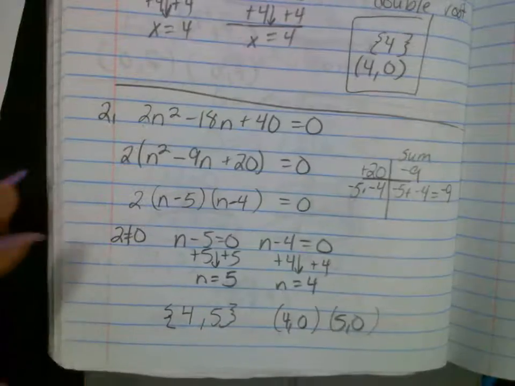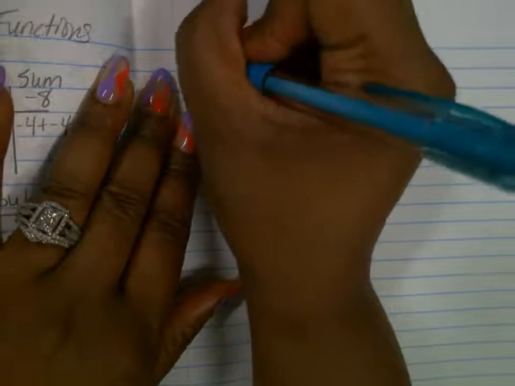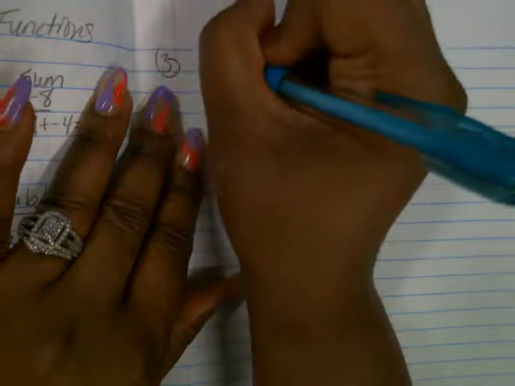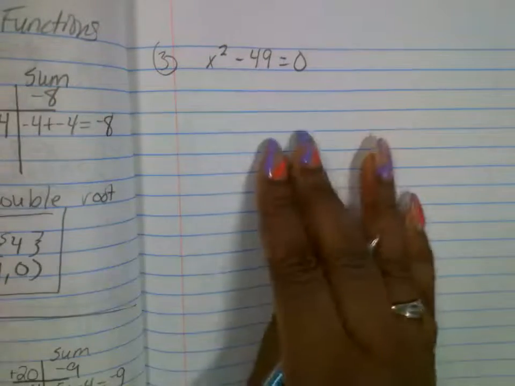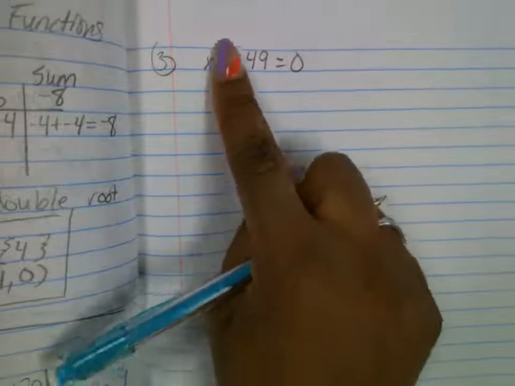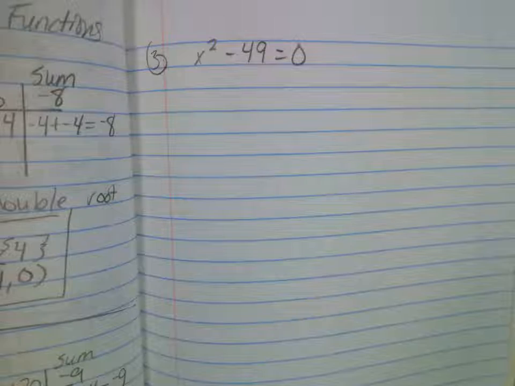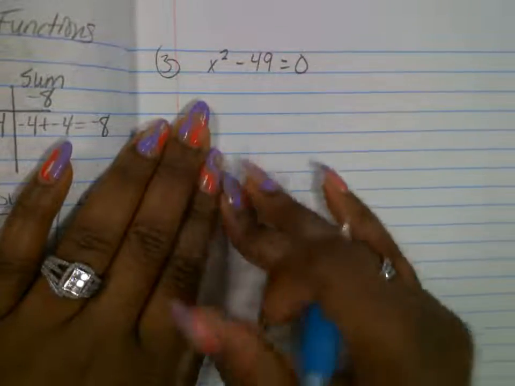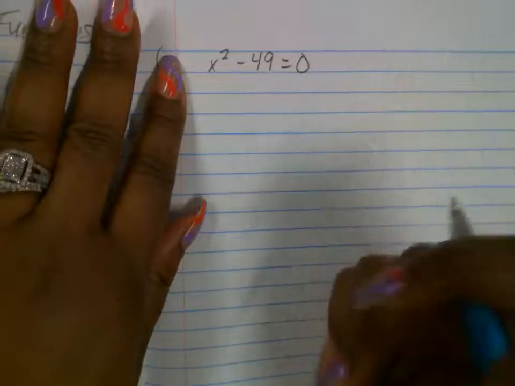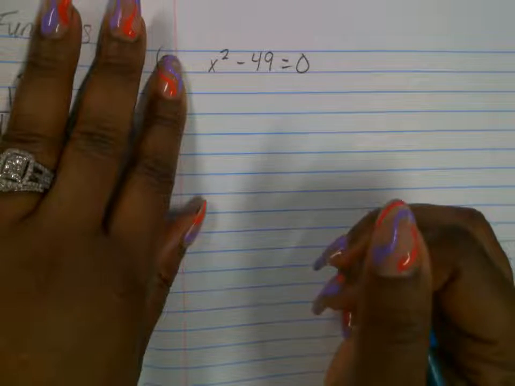All right. Okay, number 3. We have x squared minus 49 is equal to 0. This is a quadratic function because there's an x squared. It just doesn't have a b term, but it has an a term. So let's factor this. How would we factor this? There's no GCF, but what do we notice about both of these? Yes. They have a square root.